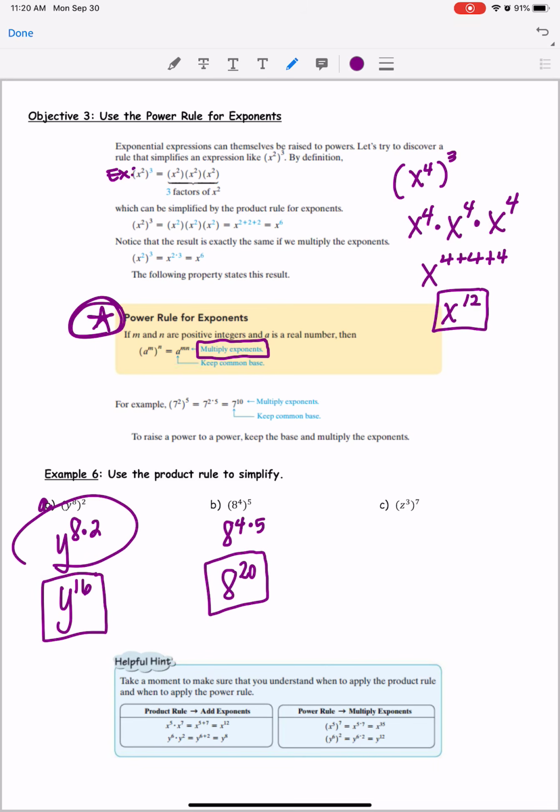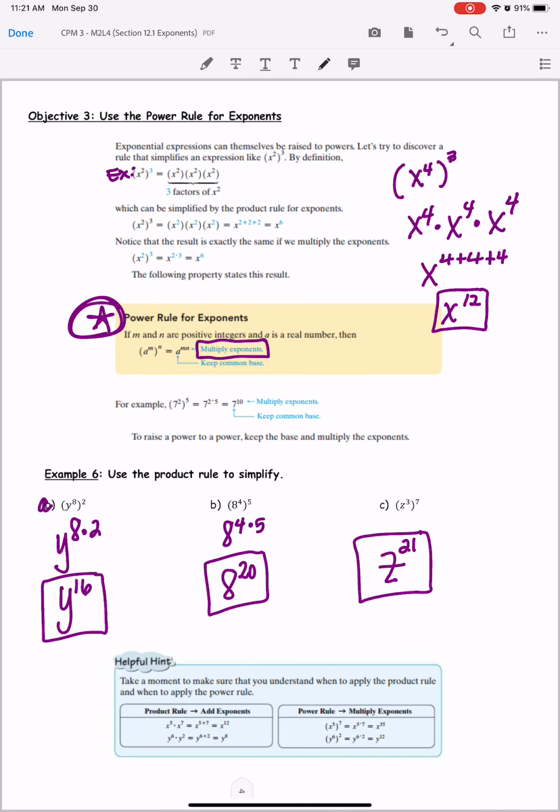Okay, and again, if you don't need this step, I don't care if you don't write it. So for example, z to the 3rd all to the 7th power, we're just multiplying these together. So I have z to the 21st. That's 3 times 7. Okay, so we've gone over 2 rules so far. Pretty easy, right? You're adding exponents, you're multiplying exponents, but you do have to know the difference, and that's when it starts getting a little bit crazy when we go through all of these rules, knowing when to use what rule.